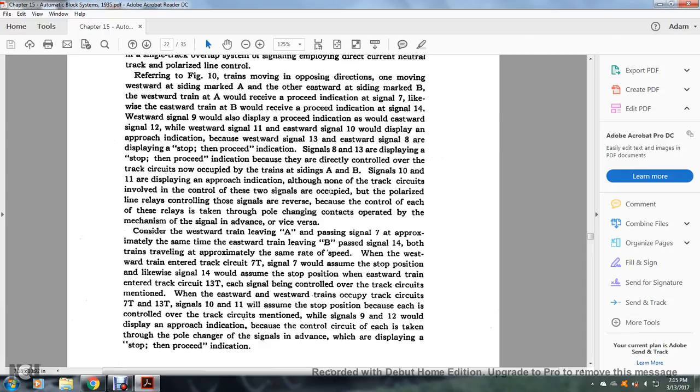The control of these two signals is obtained through the polarized line relays, and the control of each of these relays is taken through the pole-changing contacts operated by the mechanism of the signal in advance, and vice versa.